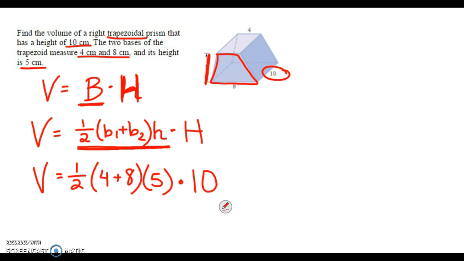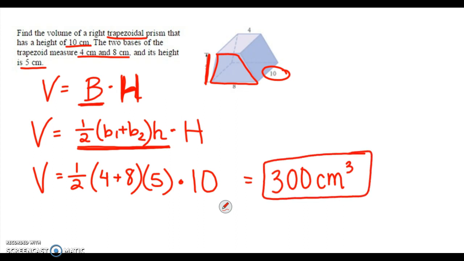Okay, so then we can plug all that right into our calculator, as shown. I just plugged it all in, 1/2 parentheses 4 plus 8 parentheses times 5 times 10, and end up with a volume of 300, and our units are centimeters cubed. When we're talking volume, we cube them. Area was our last unit, and we squared it, and now we cube it for volume.